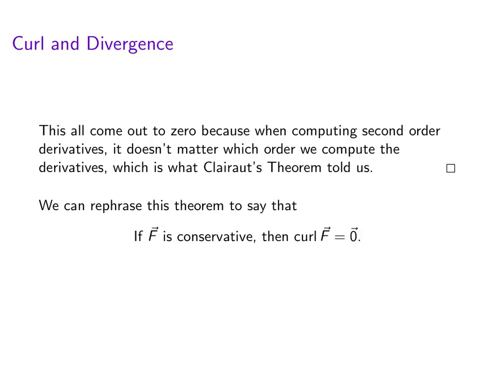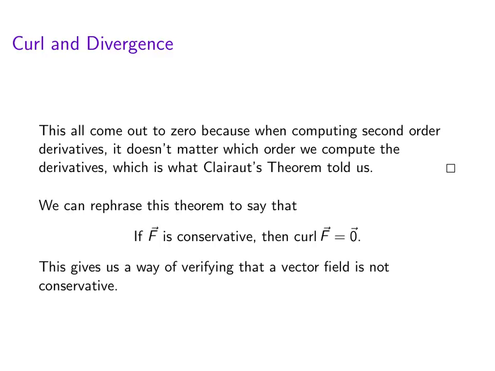So we can rephrase this theorem. We'll write it like this. If f is conservative, then the curl of f is equal to zero. So what this does is it gives us a way of verifying that a vector field is not conservative. Knowing that if f is conservative, then the curl of f is equal to zero, tells us that if the curl of f is not equal to zero, then f is not conservative, because we have an if-then statement, and that's logically equivalent to its contrapositive.